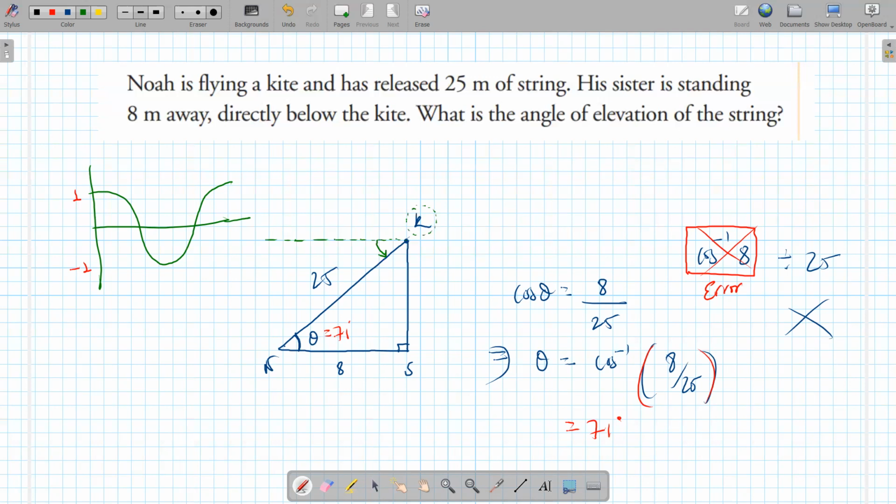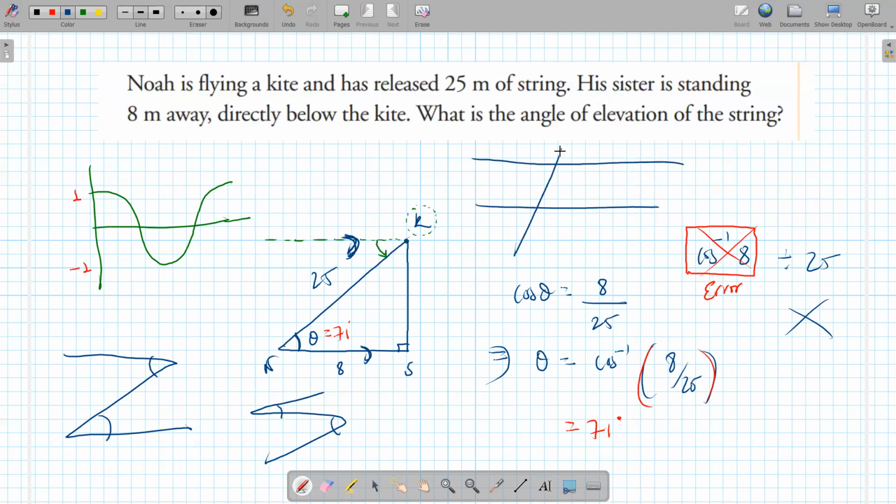It's 71 exactly, because these two lines are parallel, right? You can use the Z rule if two lines are parallel. This angle is this. You can also use the inverse Z rule. This angle will be equal to this angle because these lines are parallel. If it's a Z, then this corner will be equal to this. So the angle of depression here from K to Noah is also 71.